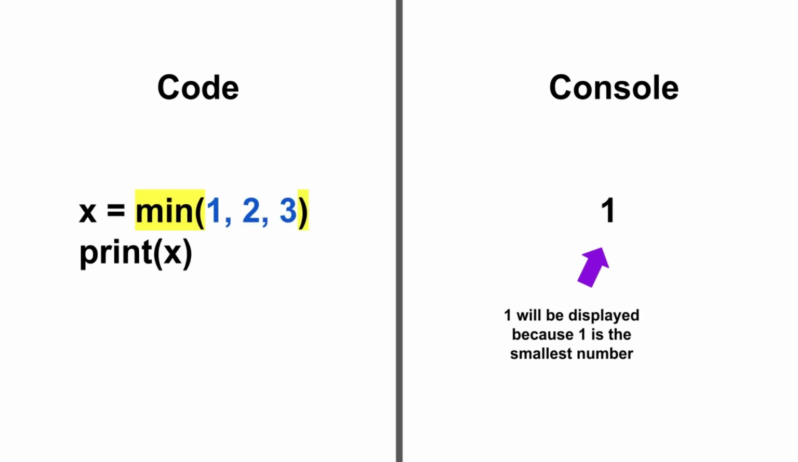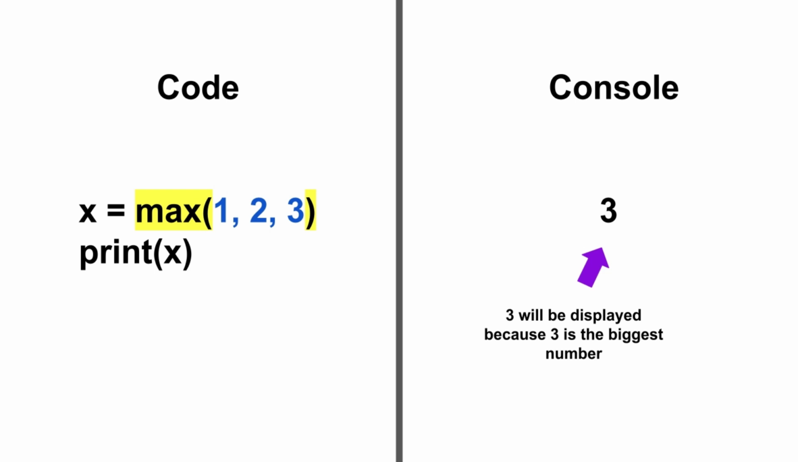The next we have is the min function. It finds the smallest number in a list. In our small list consisting of 1, 2, 3, the smallest number is 1. The final function we will cover for this video is the max function. It is like the min function but finds the biggest number in a list. Both the min and the max functions are built-in functions, so we can use them without importing anything.